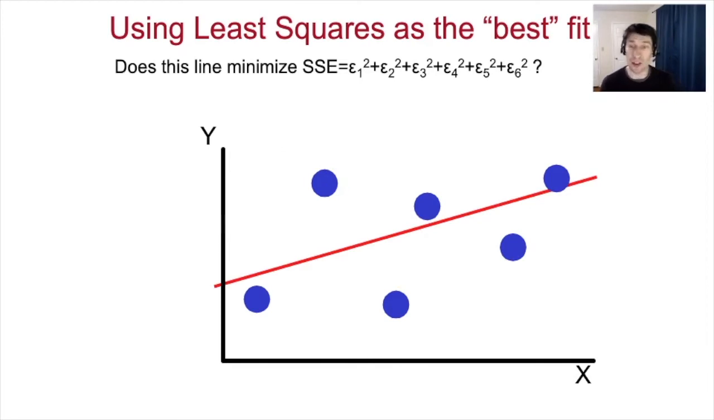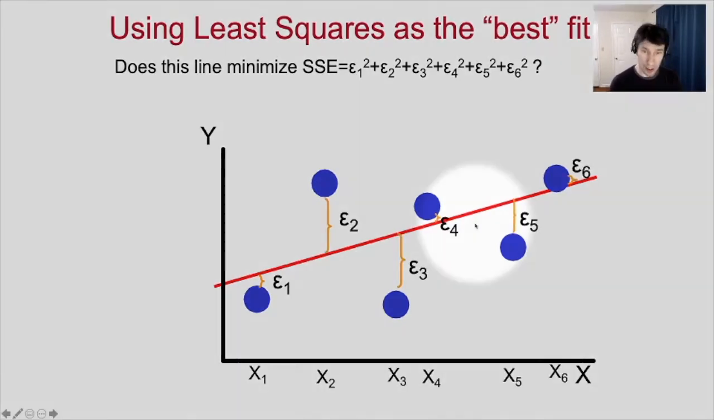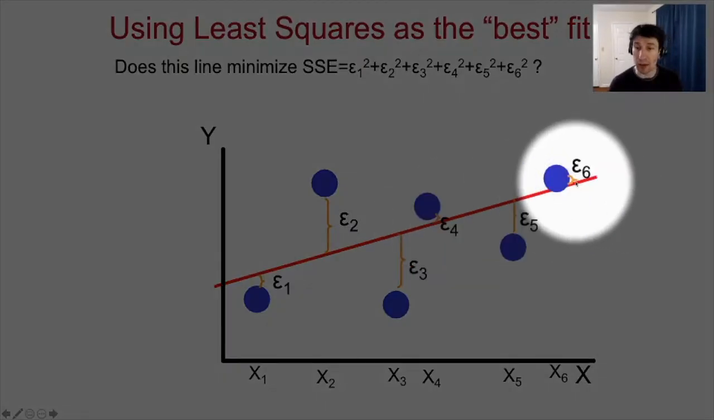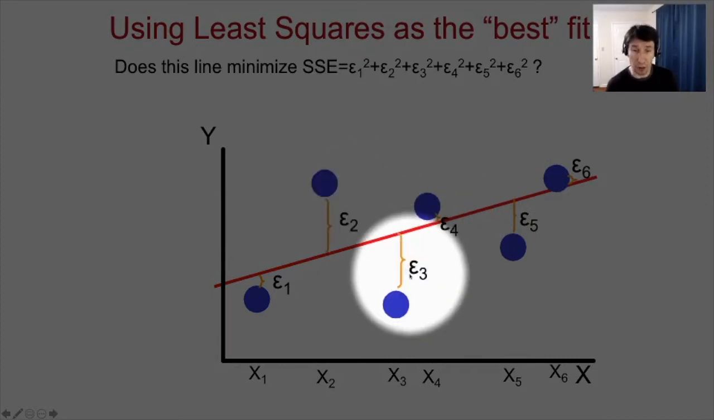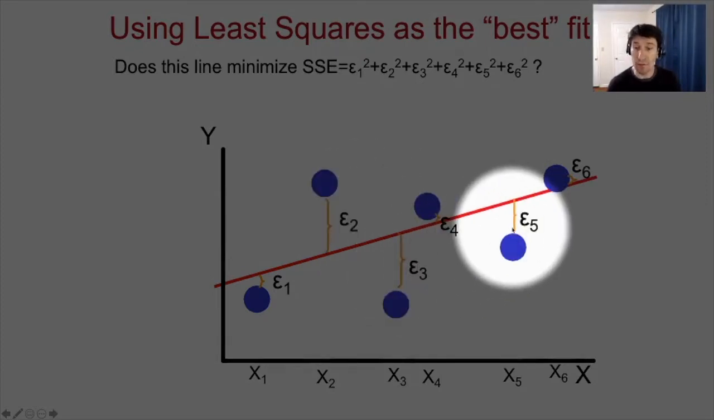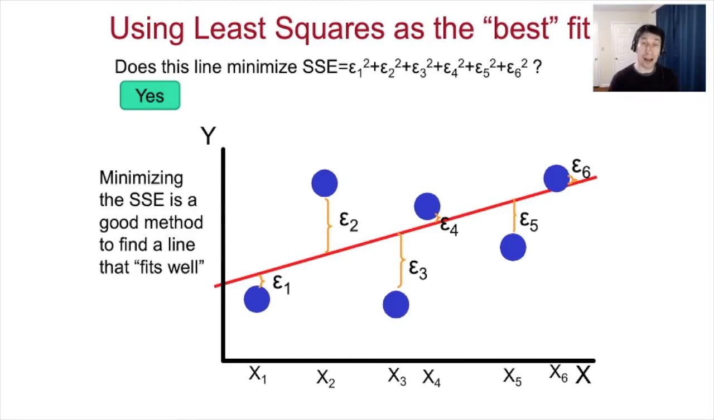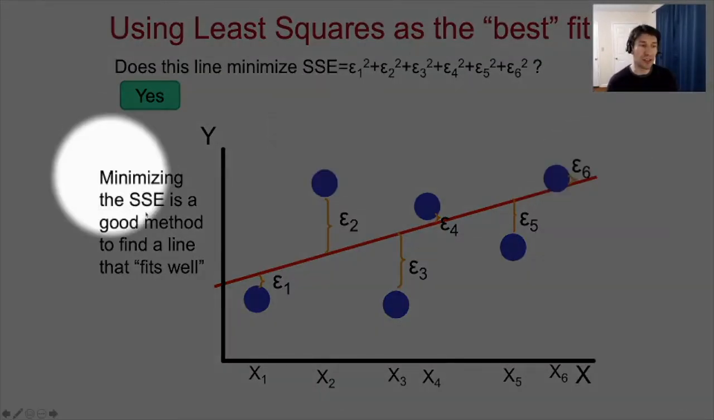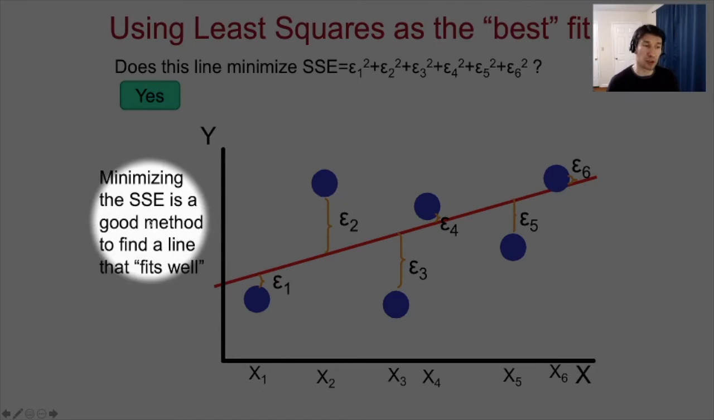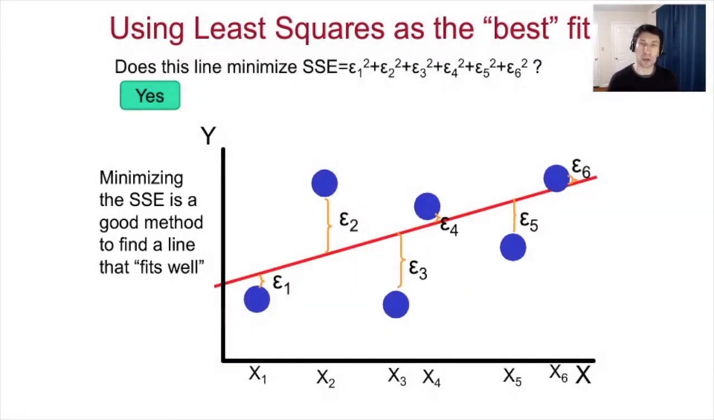Now going back to the line that, if we eyeball it, looks the best, indeed epsilon 1 is small, epsilon 4, epsilon 6 are pretty small, epsilon 2, 3, 5 are a little bit larger, but nowhere close to as big as what we had with the other lines. So this is the one we're going to retain to make our predictions. And hopefully you've seen visually why minimizing the sum of squared errors is a good method to find a line that fits well through your data.